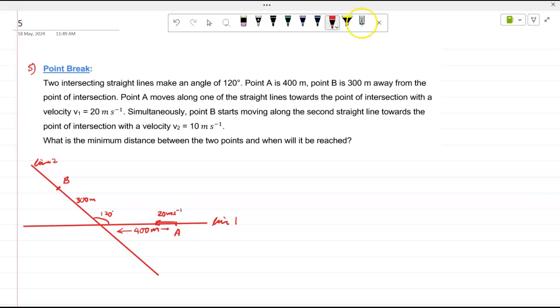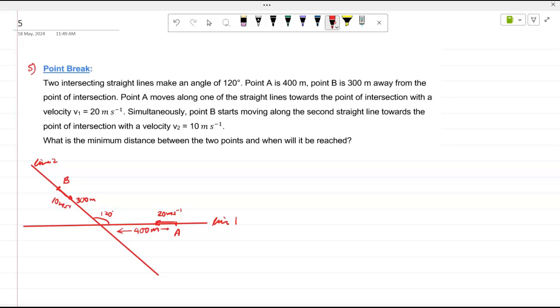Simultaneously, point B starts moving along the second straight line towards the point of intersection. Both are moving towards it. This is also moving towards it at 10 meters per second. What is the minimum distance?